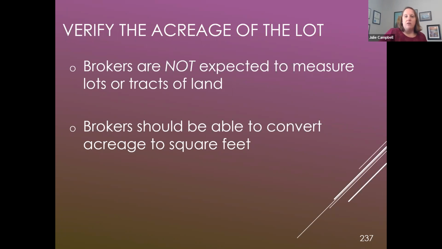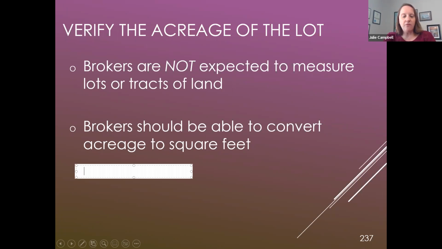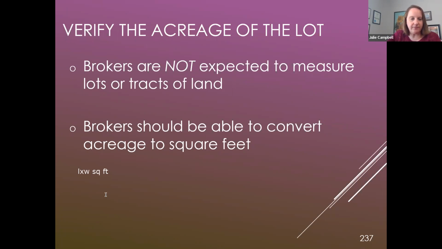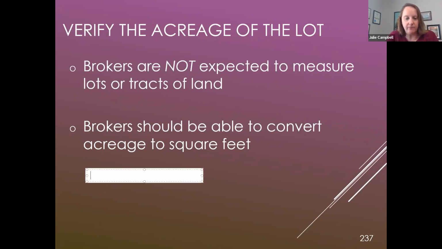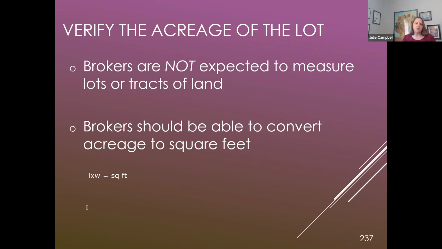So let's go over this briefly. When I'm solving for square feet, my basic formula is length times width equals square feet. We're going to talk a little bit more about this when we measure a house in just a minute. But when we're trying to find square feet, my basic formula says length times the width. L times W is what I'm saying there.